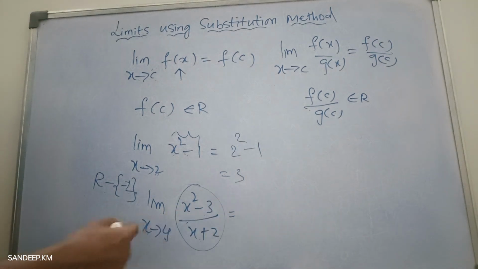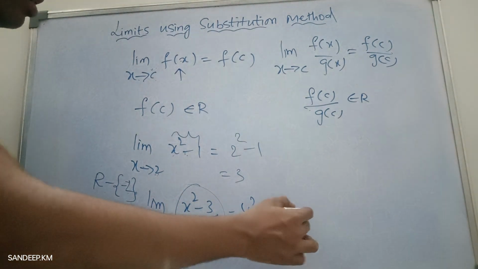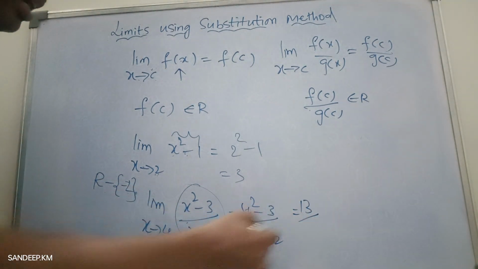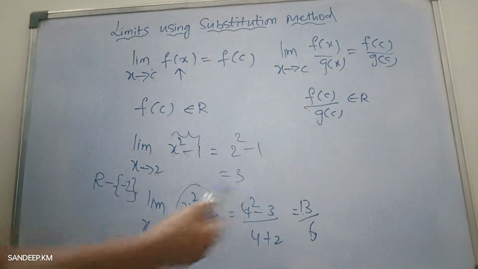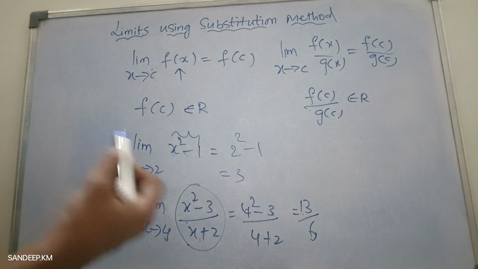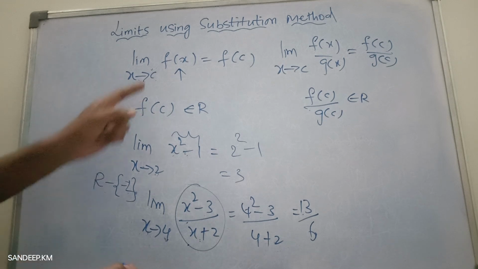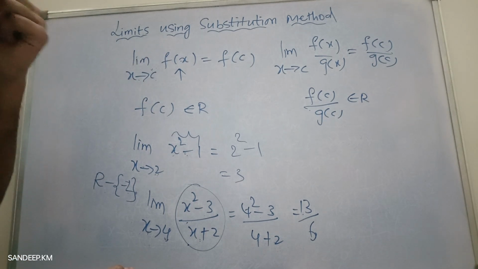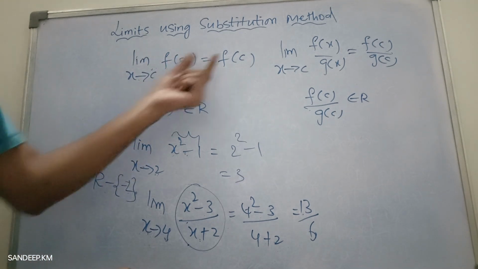Don't worry. Every time we will not be checking whether the function is continuous or not. You will understand by practice. Substitute x is equal to 4. 4 square minus 3 divided by 4 plus 2. 16 minus 3 is 13, divided by 4 plus 2 is 6. The answer is a finite number, 13 by 6. Therefore, the limiting value of this function is 13 by 6. So once again, dear students, x is equal to c must be in the domain of the function f of x. And next what we will do is substitute x as c, and the answer is f of c.